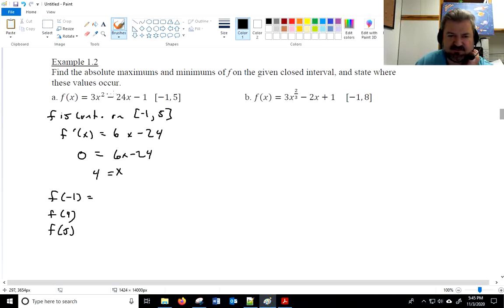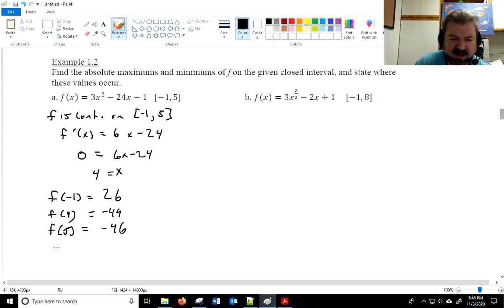F of -1 is like 26, I think. F of 4 is, let's see here, 3 times 16 is 48 minus 96 is -48, so I think that's a -49. I'm not worried too much about the arithmetic right now. And then we'll plug in 5. We got 25 times 3 is 75 minus 120. So it's like 75 minus 120, which is -45. I think it's like a -46 or something like that. Yeah, I think it's a -46.